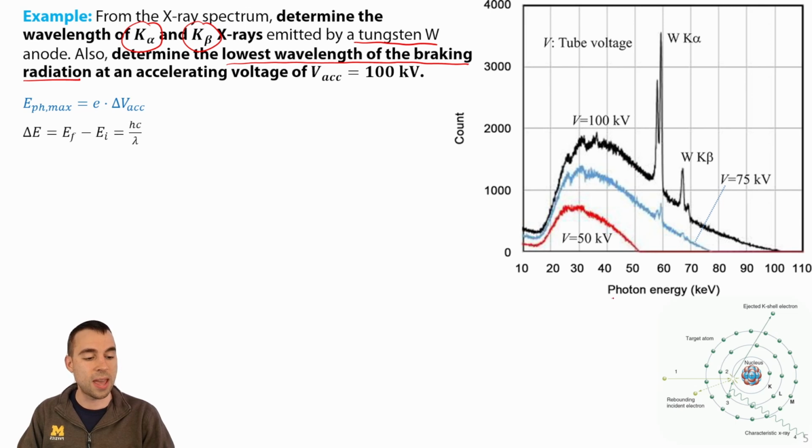And notice that we have photon energy here. So this is not in terms of wavelength on this graph. Whether it's in terms of wavelength or energy will be up to the problem, and both of these are perfectly legitimate ways of presenting an X-ray spectrum.